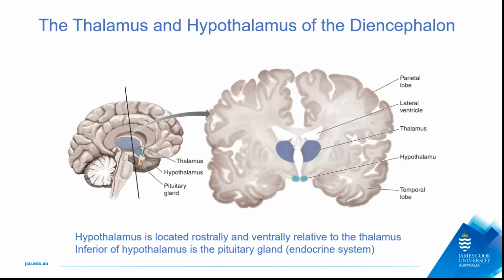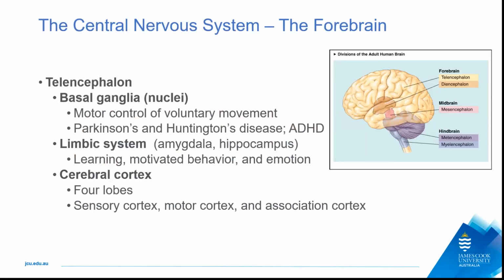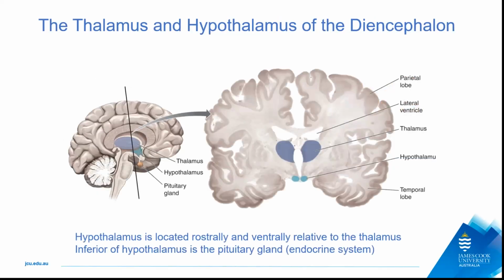The last thing is control of the autonomic nervous system, for fight or flight responses. The hypothalamus is highly involved. So this is the thalamus and hypothalamus of the Diencephalon. This image here, the coronal section, is just showing you a bigger picture.